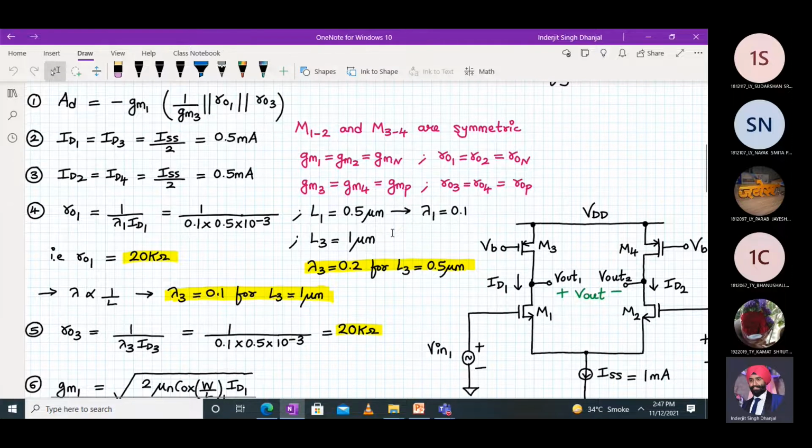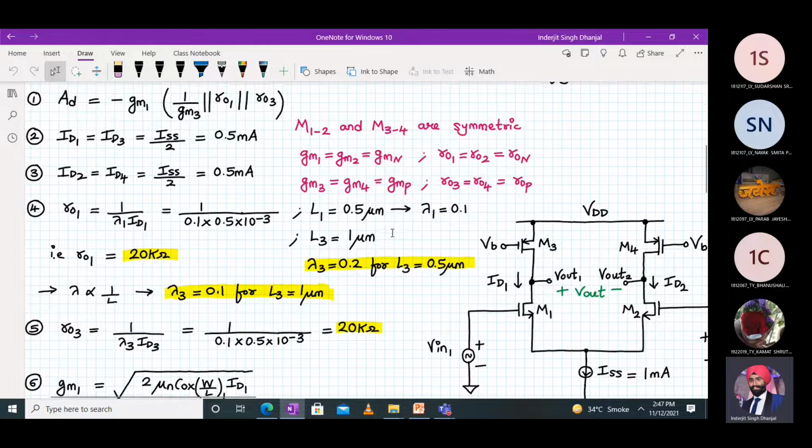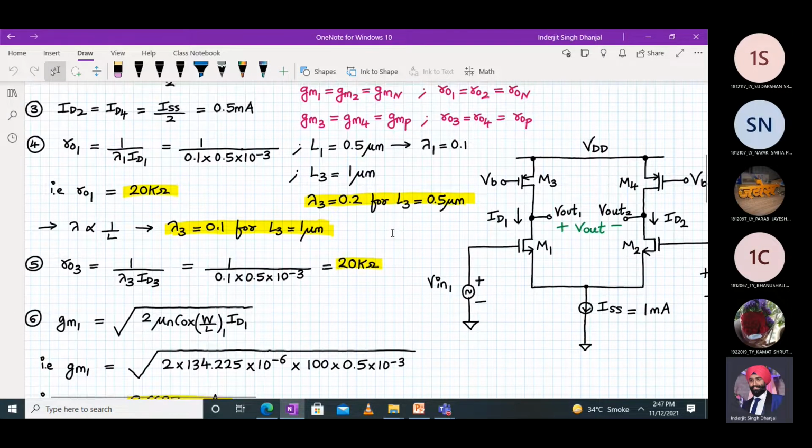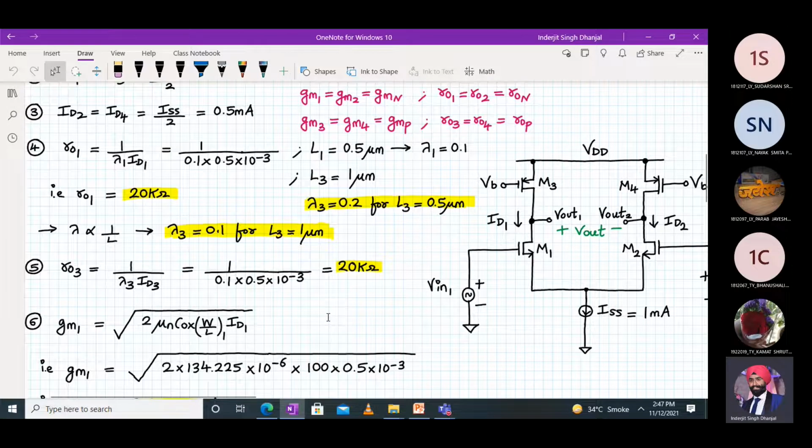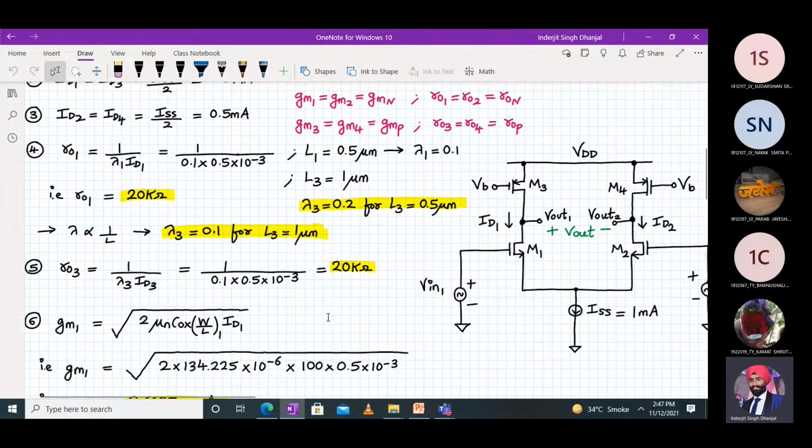Next we calculate GM1 and GM3. GM1 is straightforward: square root of twice mu n Cox W by L of 1 into ID1. The mu n Cox value is given, W by L is 100, ID1 is 0.5 milliamperes. So calculate GM1 and let me know what's the answer. GM1 value.